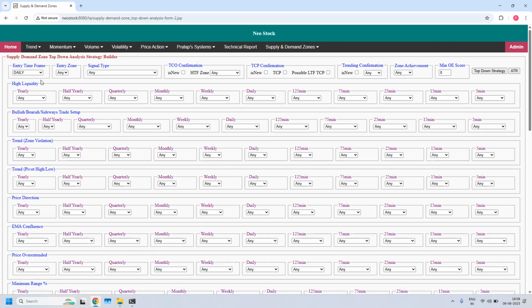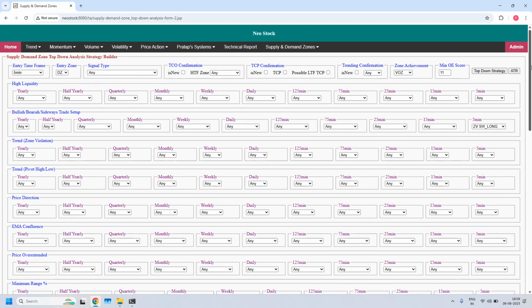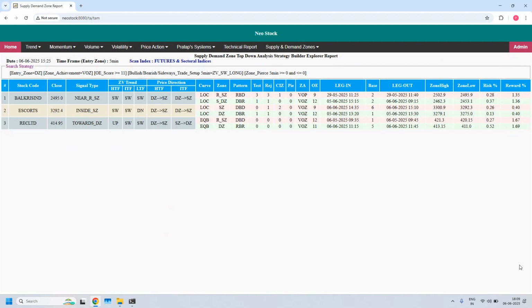For hourly income trade, entry time frame is 5 minutes. Entry zone is a demand zone for sideways long trade setup, and also bullish or bearish or sideways trade setup at 5 minutes. I am selecting sideways long. Zone achievement is VOZ. Minimum order enhanced score 11 for sideways. And also the 5 minutes demand zone should not be pierced. In the pierced count, 5 minutes, minimum value 0, maximum value 0. With these filters, we got 3 stocks. Sideways long trade setup for hourly income trade.